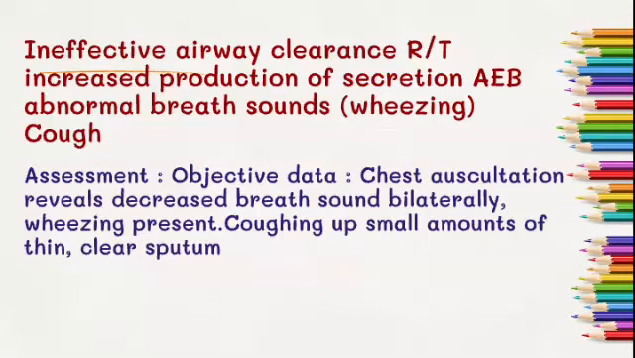So you have to write in the first column the assessment, and you will be writing subjective data and objective data. Here there is no patient, it's a case scenario, so there is no subject necessary for subjective data. So you can straight away write the objective data. The chest auscultation reveals decreased breath sound bilaterally, wheezing present, coughing up small amounts of thin clear sputum. So everything I have taken from the scenario. So in the assessment column you can write objective data.